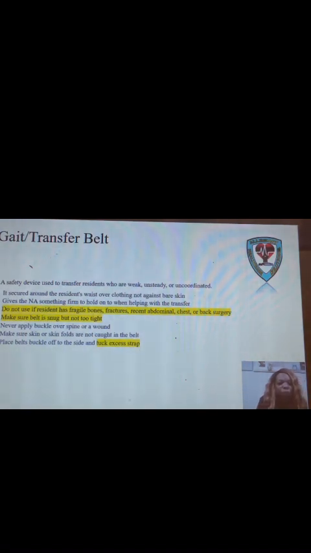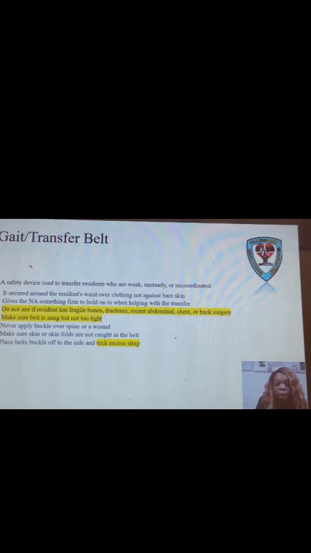So a quick review, your gait belt is going to be the same thing as your transfer belt. When you get ready to ambulate a resident, that's walking a resident, you want to make sure that your gait belt, or your transfer belt, is in place. You want to make sure that the buckle is not up against the spine or against a wound. You never want to place the buckle on the actual spine of a resident or over a wound.